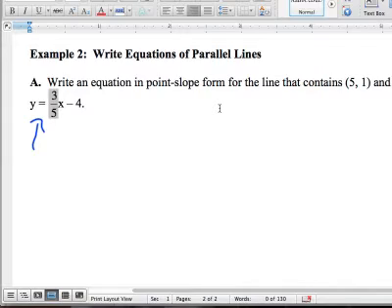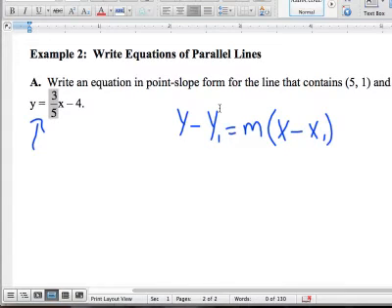Now, in point-slope form, hopefully you guys are starting to know point-slope form. But if you don't, point-slope form is y minus y1 equals m parentheses x minus x1. For point-slope form to write an equation, we need two things. What do you think those two things are? We need a slope and a point, right? Think about it. Don't we need a point and a slope? That's why it's called point-slope form.